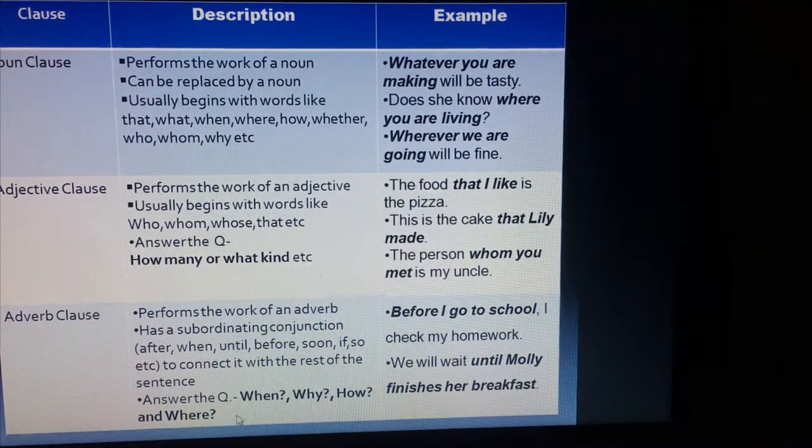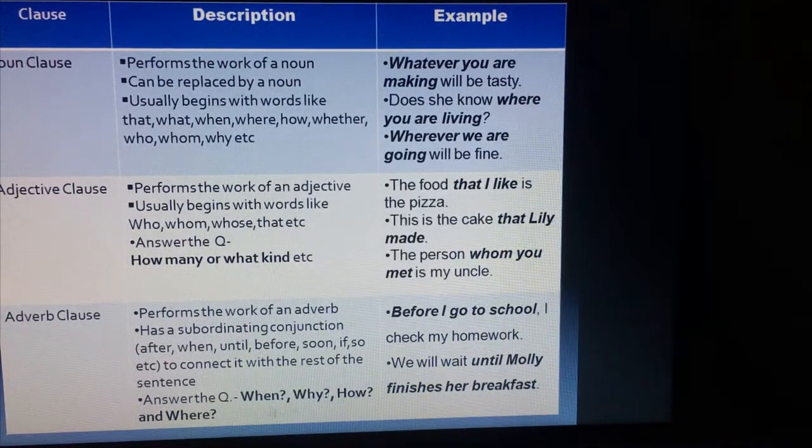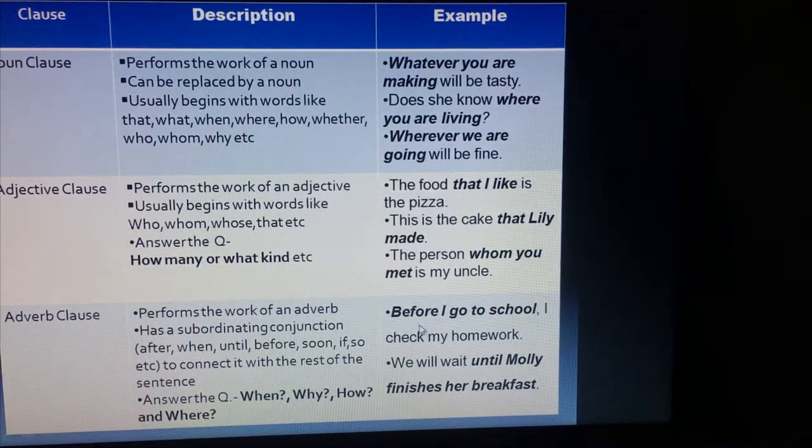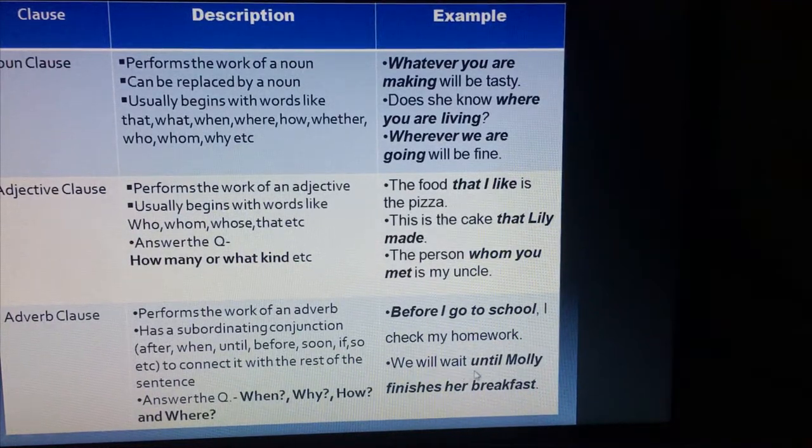And it will usually answer questions like when, why, how, and where. See the example: before I go to school, I check my homework. So you check your homework before you go to school. Before is a subordinate conjunction which is connecting the rest of the sentence, and it is answering when. So when do you check your homework? Before I go to school. So this one is your adverb clause. The next one: we will wait until Molly finishes her breakfast. When will you wait? Until Molly finishes her breakfast.